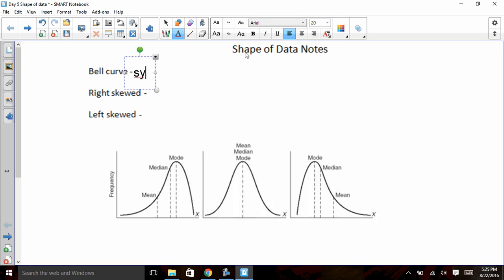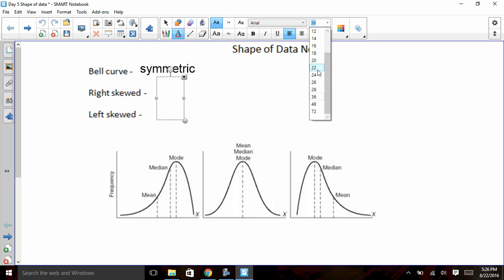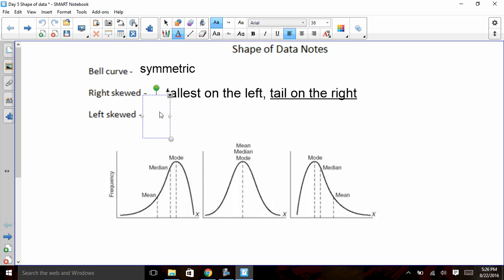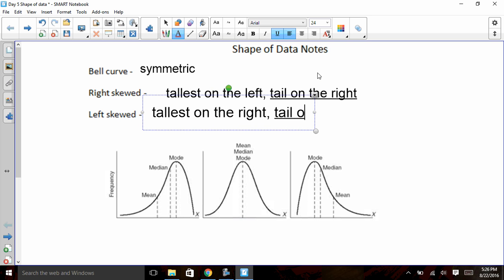So a bell curve is a curve that is simply symmetric. If I cut it in half, it'll give me exactly the same thing. My mean, median, and mode are going to sit in the middle. Our right skew is going to be tallest on the left, has a tail on the right. Conversely, my left skew is going to be tallest on the right, tail on the left.